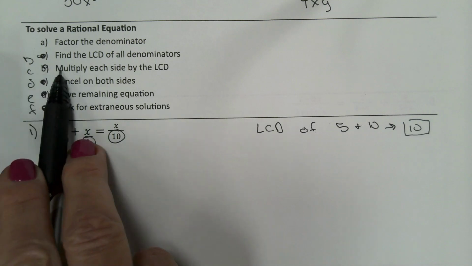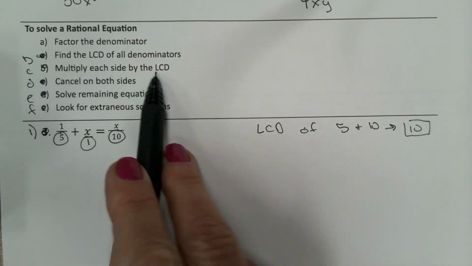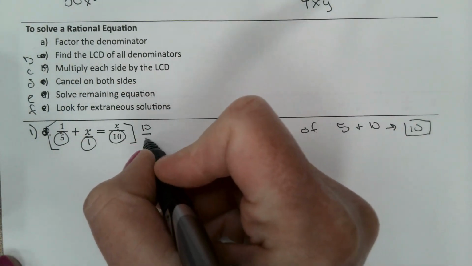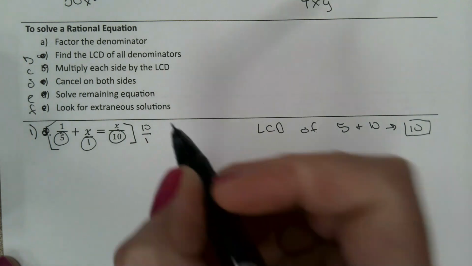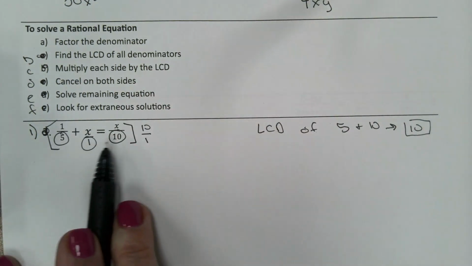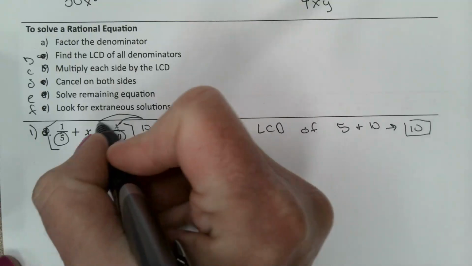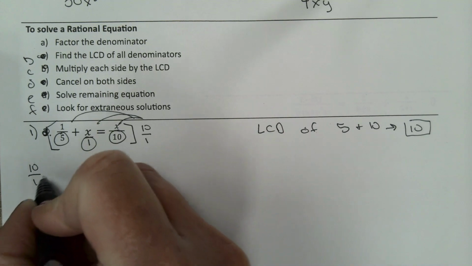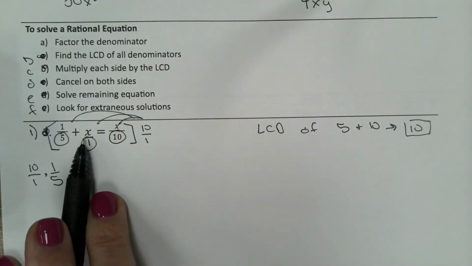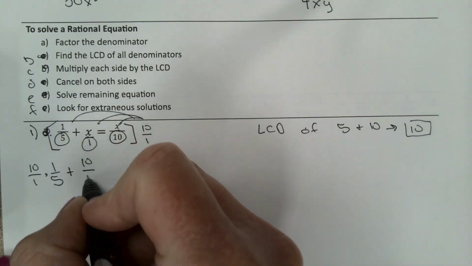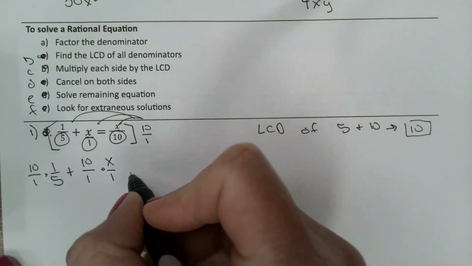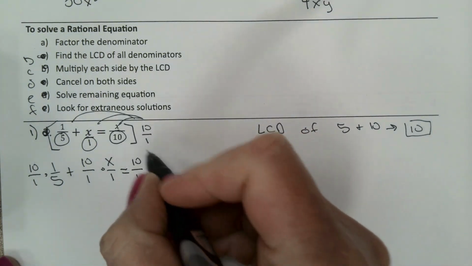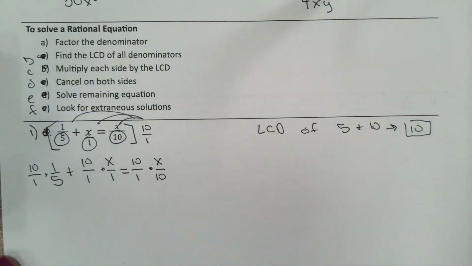Step 3 says multiply each side by the LCD. So I'm going to multiply every single term by 10 or 10 over 1. Since you have 3 terms here, you have to distribute that to all 3 of them. So I'm taking 10 over 1 times 1/5, 10 over 1 times x over 1. Bring down your equals. 10 over 1 times x over 10.